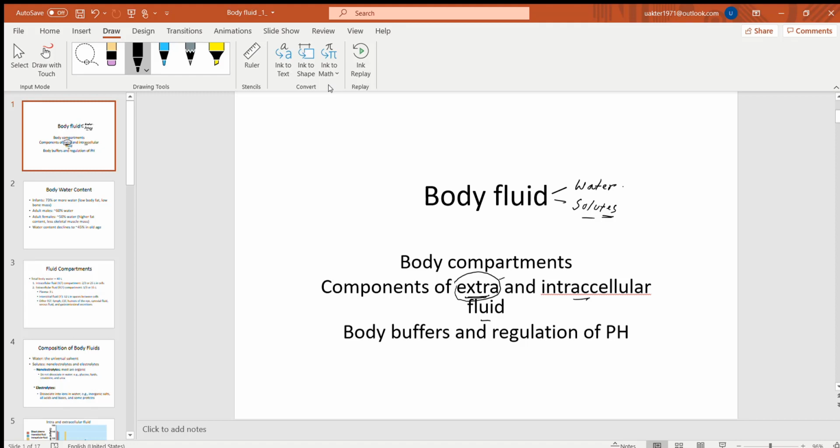Then we'll talk about the electrolytes and non-electrolytes. So solutes could be two types: electrolytes and non-electrolytes. And then we'll talk about the acids, bases, buffer, and how the body fluid is regulated, how the amount of body fluid is controlled. You know that the urinary system regulates the body fluid. So the urinary system is the main system that regulates the body fluid. So we'll talk about those few things.